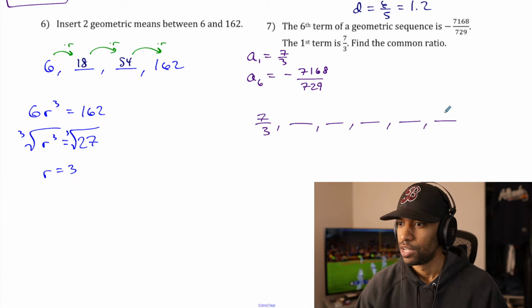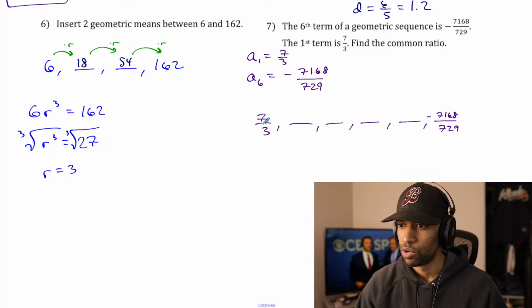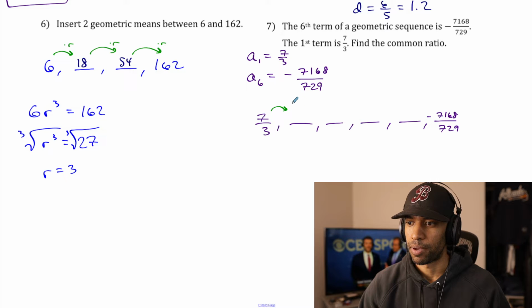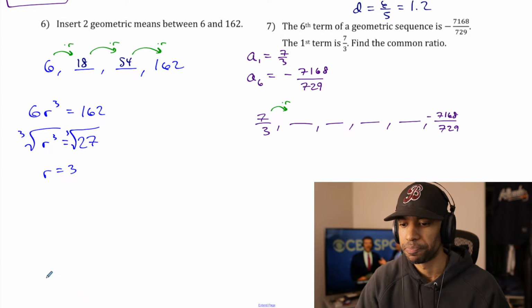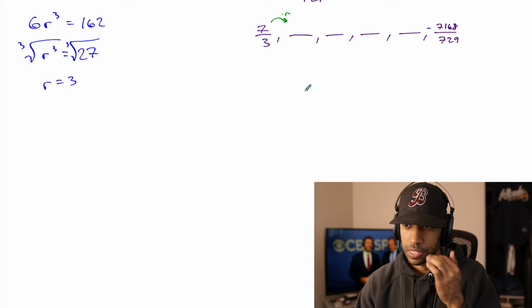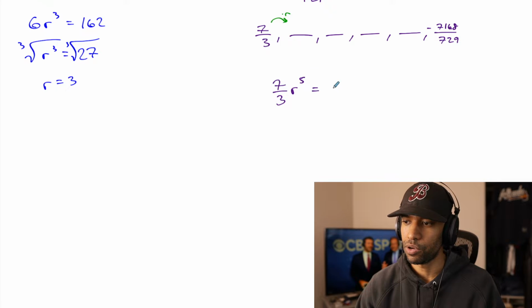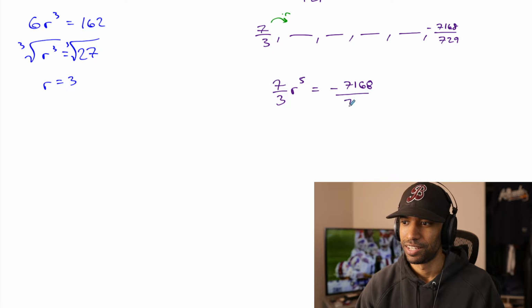Well, it's a fraction. Negative 7168 over 729. Let's make sure. 1, 2, 3, 4, 5, 6. Yes. So how many times are we multiplying by r? Once, twice, 3 times, 4 times, 5 times. 7/3, oopsies, 7/3 times r to the 5th power equals negative 7168 over 729.